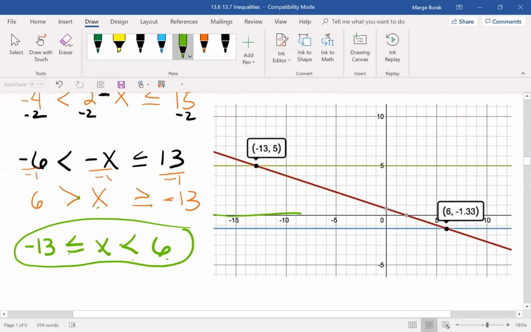In this case, this x-axis right here is going to be my points. And there's my negative 13, and there's my 6 right here. Okay, and that's in between. The graph is in between right here, the negative 13 and the 6.